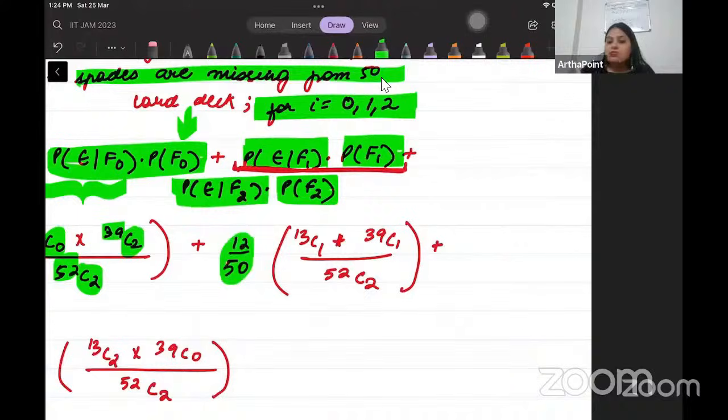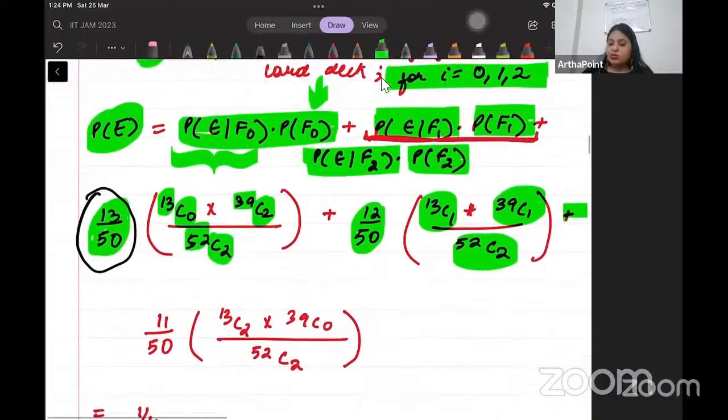I can miss a spade of 1, a spade of 2, a spade of queen, a spade of jack. So out of those 13 spade cards, I've missed 1, right? So 13C1. Out of the remaining 39, I have missed 1. And out of 52, I have missed 2. Plus, similarly, you continue the third one.